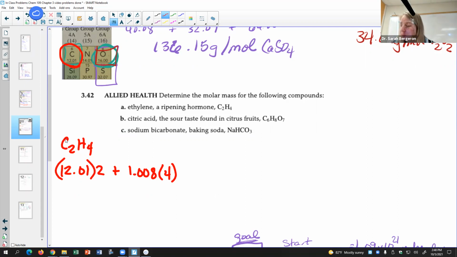Let's see what I got. I got 28.05. Is that what y'all got? And the units on that are grams per mole, because in 1 mole, I'll have 28.05 grams of ethylene.